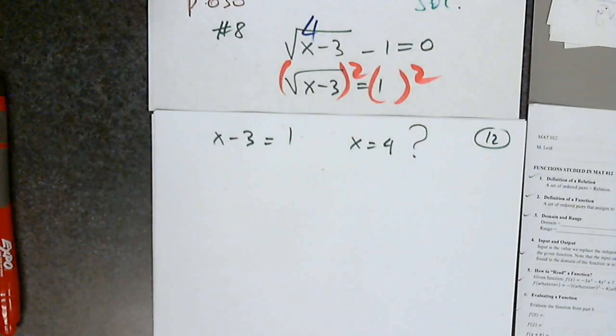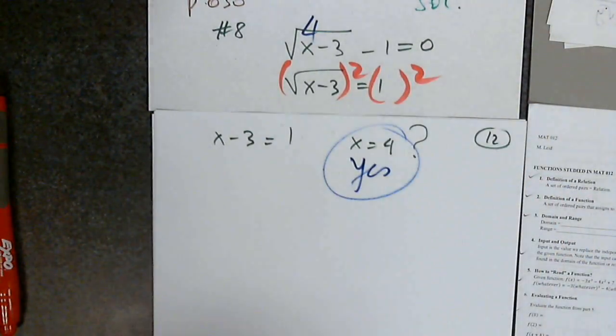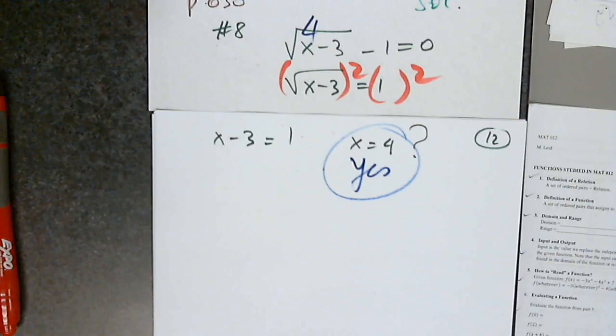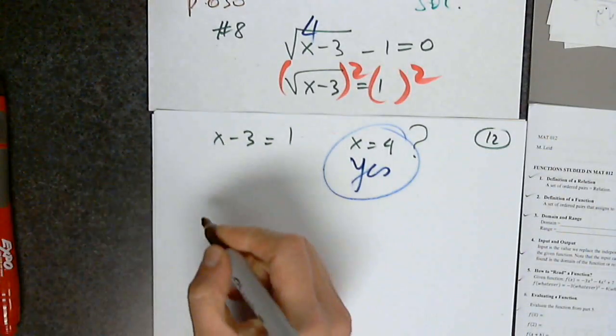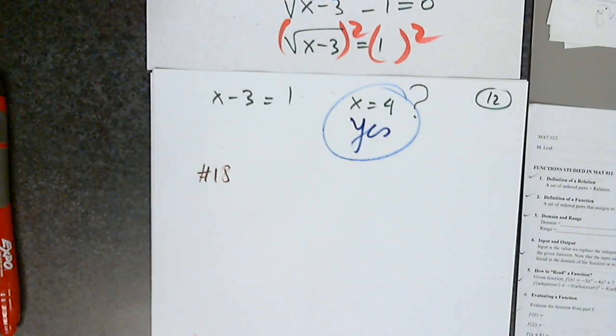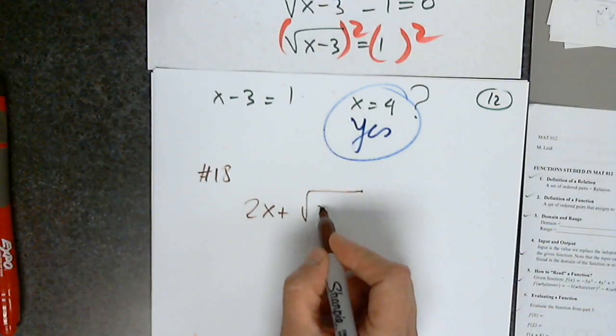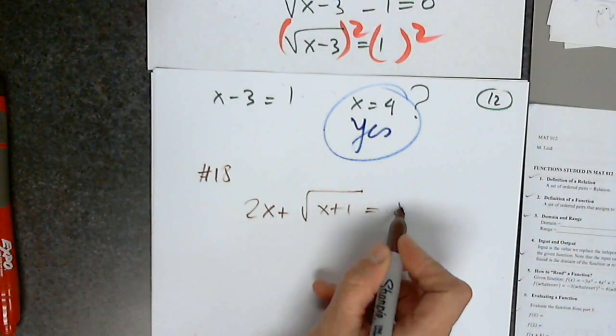I replace x by 4. 4 minus 3 is 1. The square root of 1 is 1. 1 minus 1 is 0. I checked, and I'm going to say yes. This is the application of the principle of powers. I promise one more example, and I'll stop. It's a lot. We accomplished a lot. 2x plus the square root of x plus 1 equals 8.